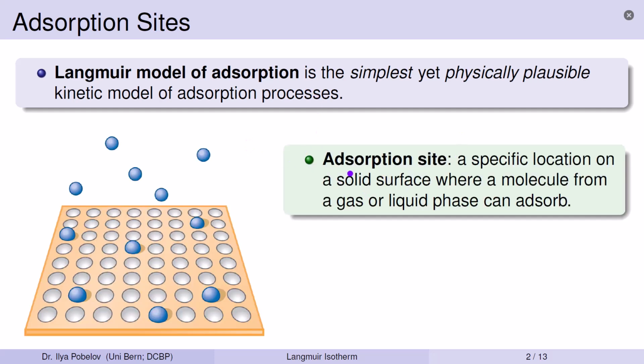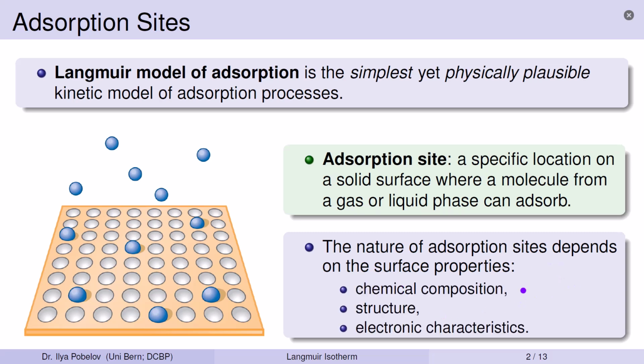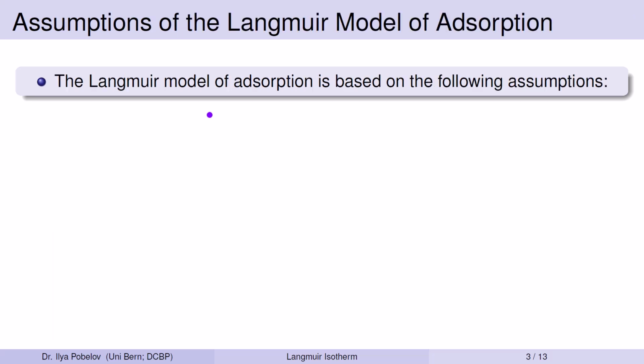Adsorption site refers to a specific location on a solid surface where a molecule from a gas or liquid phase can adsorb. The nature of these sites depends on the surface properties, including its chemical composition, structure, and electronic characteristics. The Langmuir model of adsorption is based on the following assumptions.